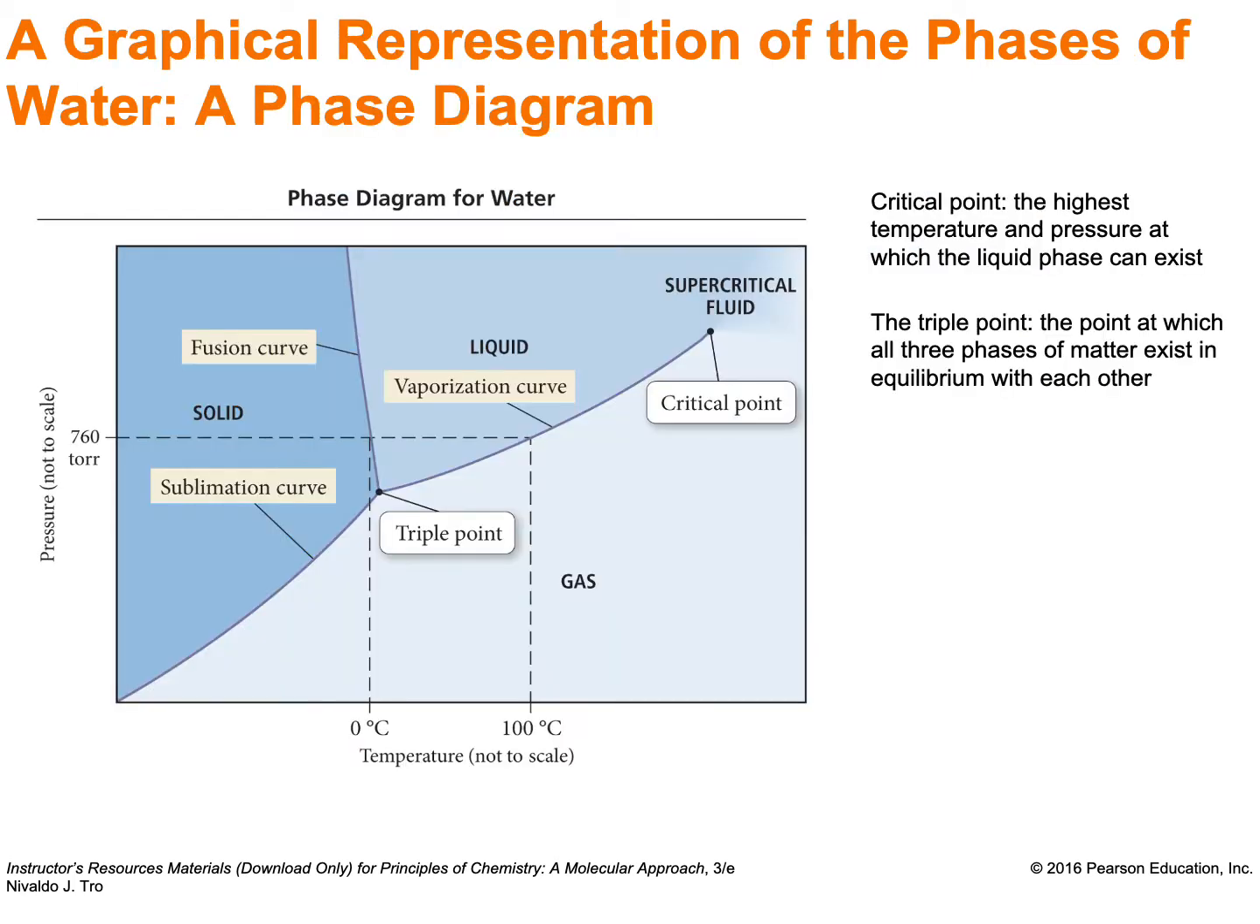This plots what we call a phase diagram, and this is the phase diagram for water. Temperature is on the x-axis, pressure on the y-axis. The triple point is defined as the point at which all three phases of matter exist in equilibrium. For water, you'll note that it's a little bit less than 1 atmosphere of pressure and a little bit above 0 degrees Celsius.